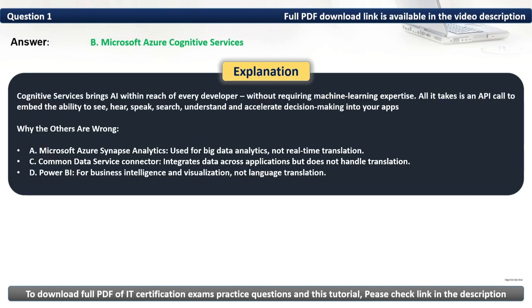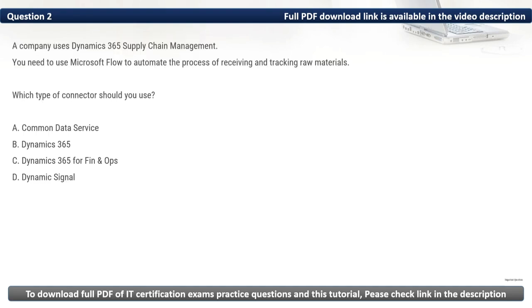Cognitive Services brings AI within reach of every developer without requiring machine learning expertise. All it takes is an API call to embed the ability to see, hear, speak, search, understand, and accelerate decision making into your apps.